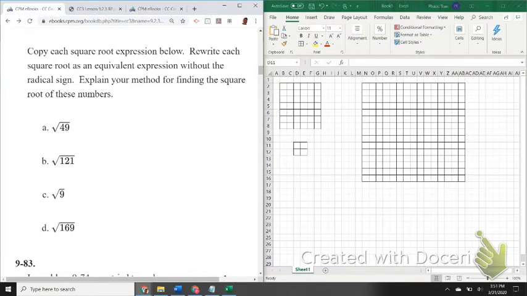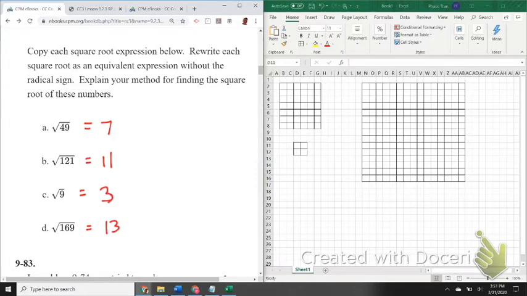So again, you're just answering the question here, what's the square root of 49? And that would be 7, because 7 times 7 equals 49. The square root of 121 is 11, because 11 times 11 is 121. The square root of 9 is 3, because 3 times 3 is 9. And the square root of 169 is 13, because 13 times 13 is 169.